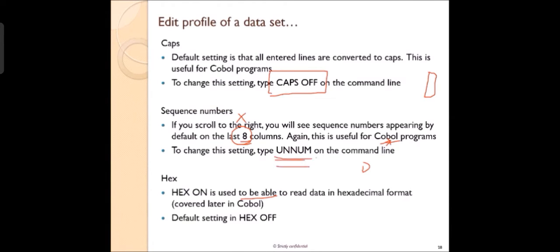Don't forget it. UNNUM will make sure that the sequence numbers are removed from the last 8 columns, and then you can type your own data in those last 8 columns. So please make sure you do it for all the data PS files. However, for COBOL programs and JCLs, it's okay to have a sequence number. In fact, the sequence number is required for COBOL programs and JCLs in the last 8 columns.